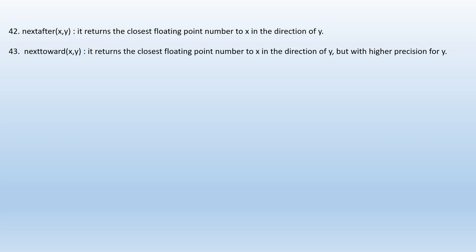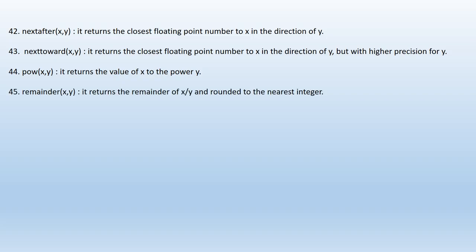The nextafter function. It returns the closest floating point number to x in the direction of y. The nexttoward function. It returns the closest floating point number to x in the direction of y but with higher precision for y. The pow function. It returns the value of x to the power y. The remainder function. It returns the remainder of x divided by y, rounded to the nearest integer.